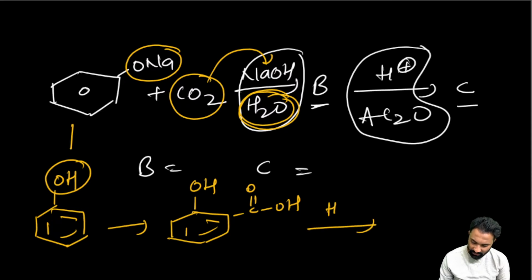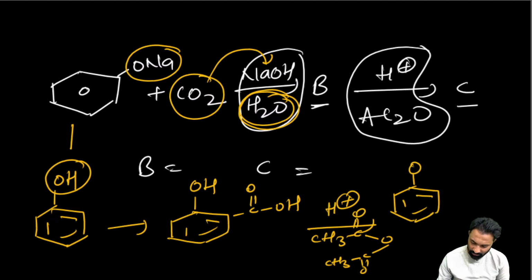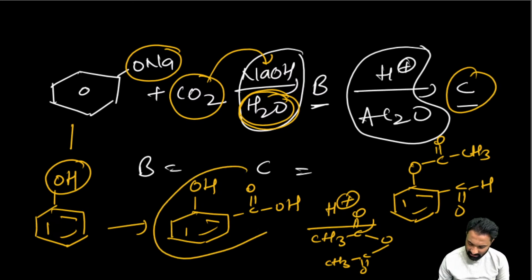Now salicylic acid upon H+ and acetic anhydride is converted into aspirin. So C is aspirin and B is salicylic acid, that is, ortho-hydroxybenzoic acid. Is it clear? Still any confusions?